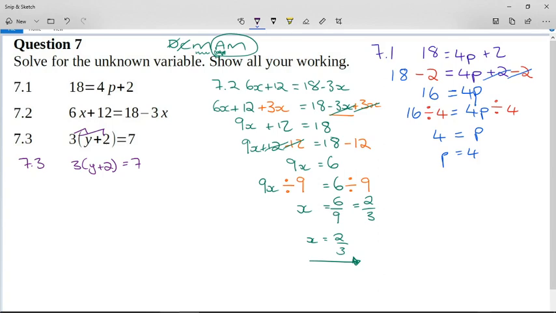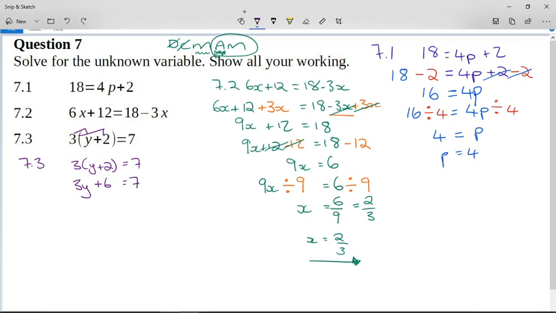So the 3 must first multiply with the y to give me 3y, and the 3 must multiply with the plus 2 to give me plus 6. So I'm left with this expression, 3y plus 6 equals 7. So you will get a mark for showing me you know how to distribute at this point. You use the distributive property, you multiply it into the brackets.